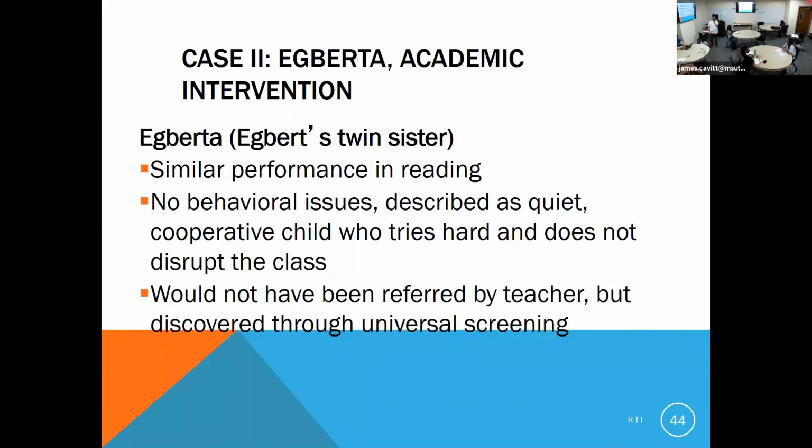Now then we have Egberta. It's Egbert's twin sister. And the parents were not very creative in names. Egbert and Egberta.